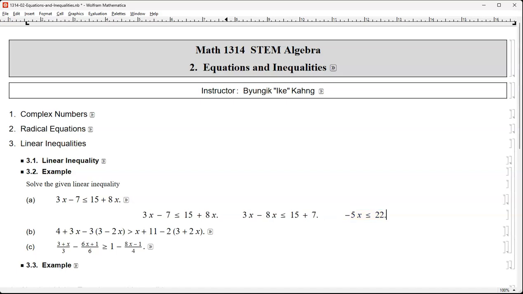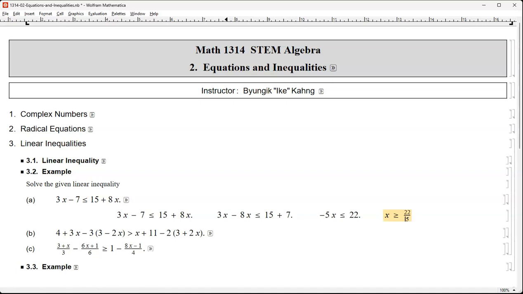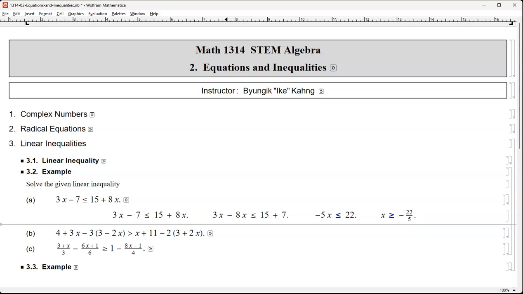Okay, now divide by negative 5. x is greater than or equal to negative 22 over 5. You have to flip the direction of the inequality. Now, if your problem asks you to solve an inequality form, that's sufficient. If it asks you to solve it in interval expression, then we have to go further.